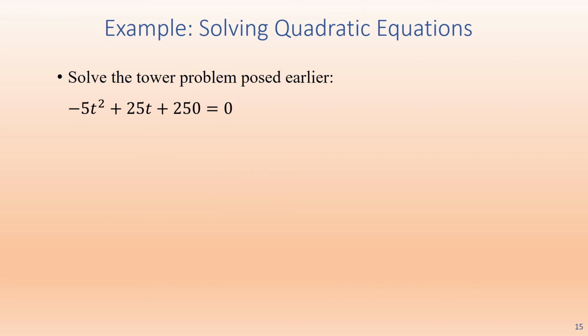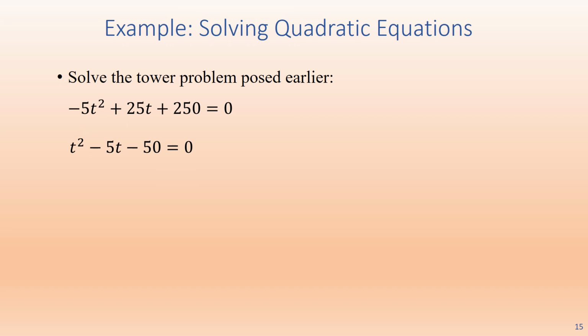Let's go back to the tower problem that we had earlier. This was our equation here. The first thing we can do is simplify that by dividing throughout by a negative 5. Each term there is divided by negative 5.